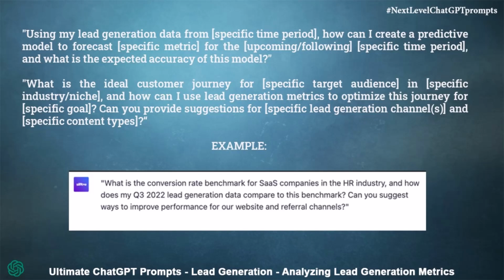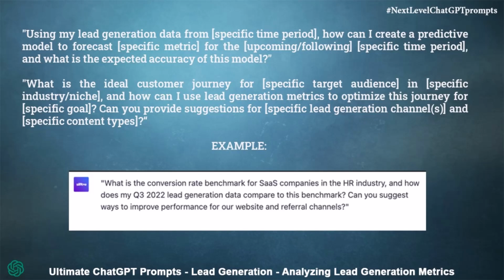Using my lead generation data from specific time period, how can I create a predictive model to forecast specific metric for the upcoming/following specific time period, and what is the expected accuracy of this model? What is the ideal customer journey for specific target audience in specific industry/niche, and how can I use lead generation metrics to optimize this journey for specific goal? Can you provide suggestions for specific lead generation channels and specific content types?